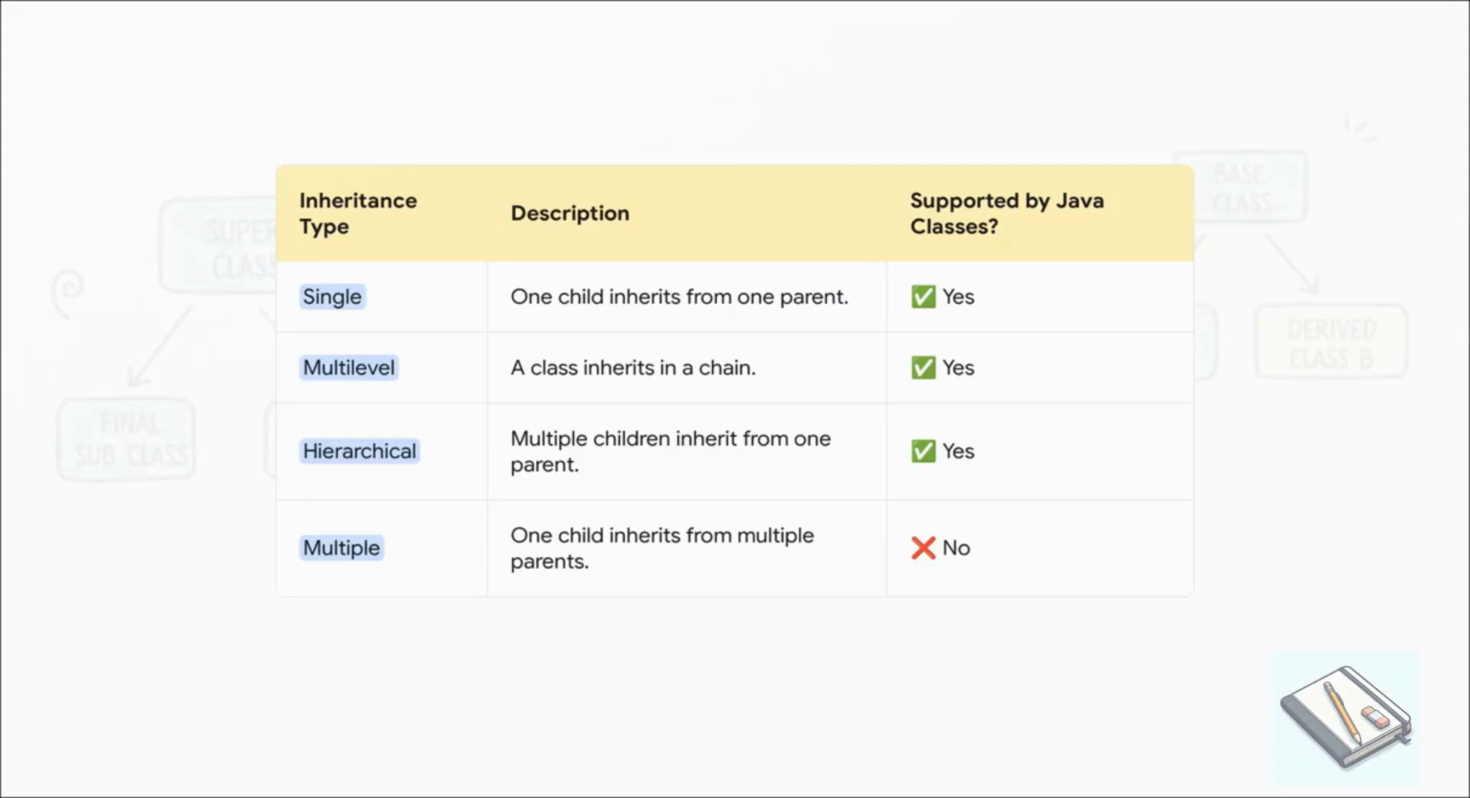So let's wrap this all up with a quick cheat sheet. Single inheritance? One parent, one child? Yes. Multi-level? Like a family chain? Yep. Hierarchical? One parent with multiple kids? Absolutely. But multiple inheritance, where one child tries to have multiple parents? That's a big no for classes in Java.